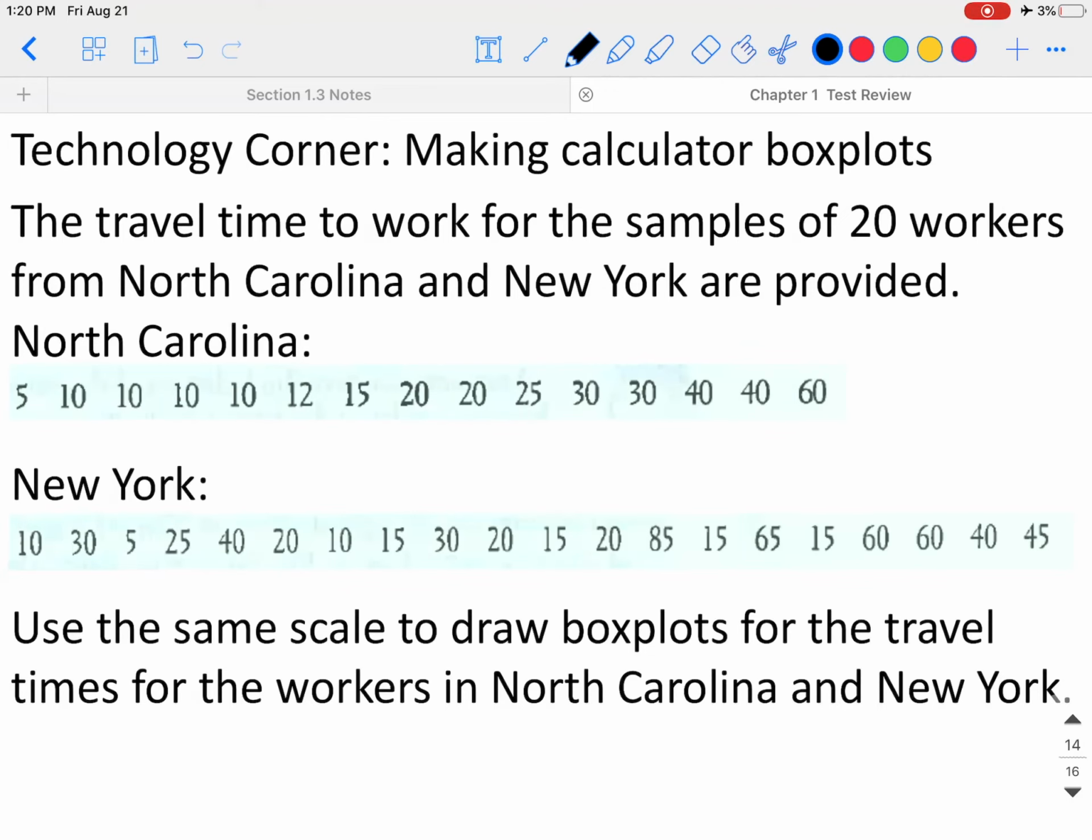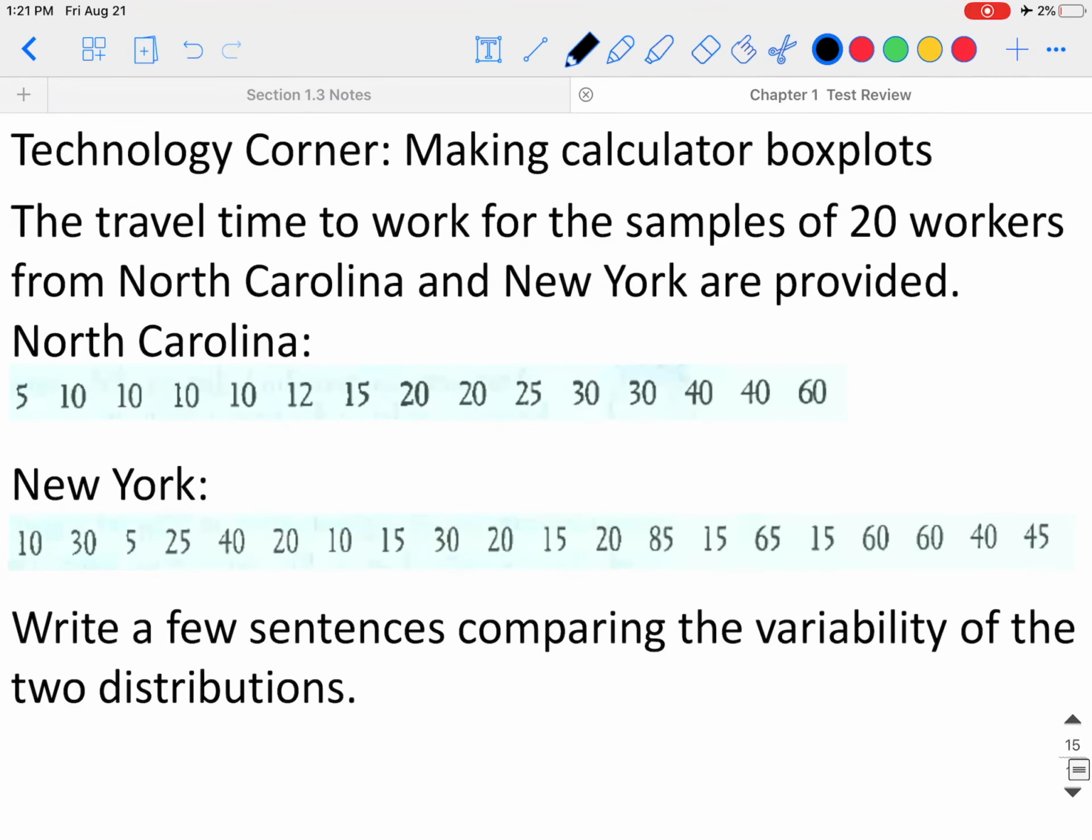Use the same scale to draw box plots for the travel time for the workers in North Carolina and New York. Remember, to be able to do this, you can use your calculator. You would go in, you would put list 1 into your calculator, put list 2 into your calculator. You can turn on your plots by hitting second y equals. Turn plot 1 on, make it a box plot. Turn on plot 2, make it for list 2, also make that a box plot. If you hit zoom and then select number 9, which is zoom stat, it will be able to plot both box plots beside each other.